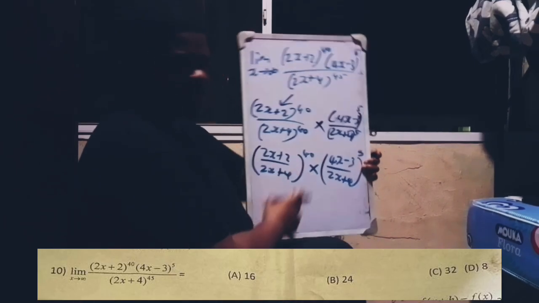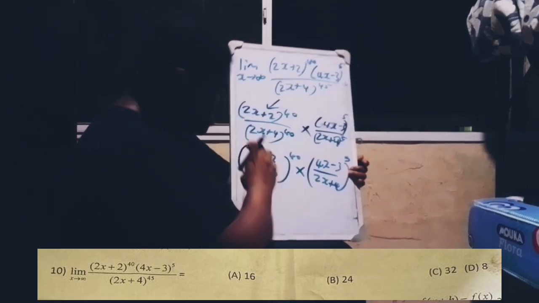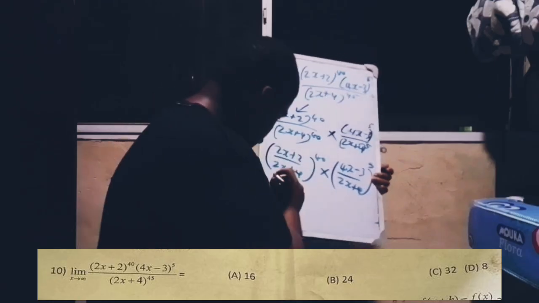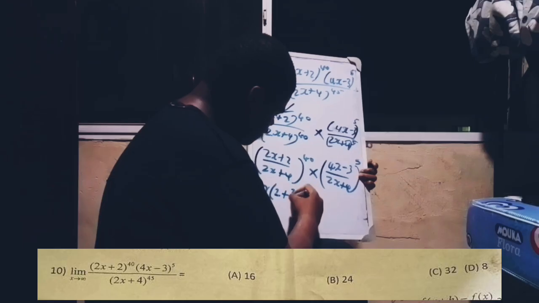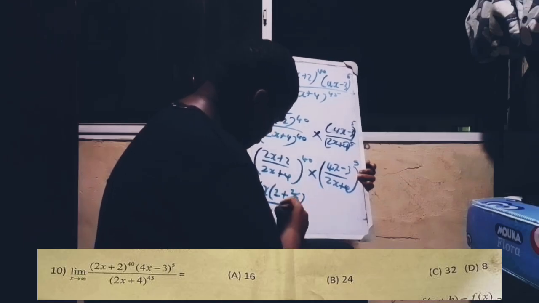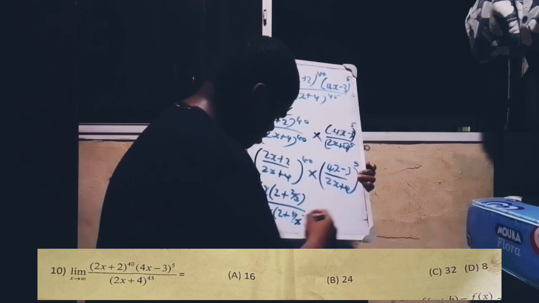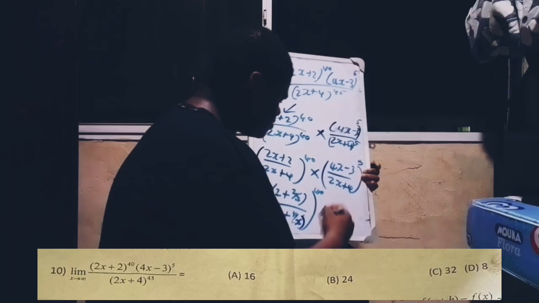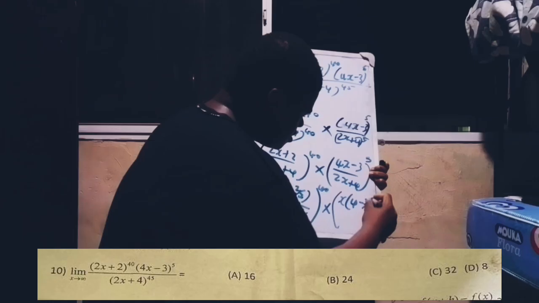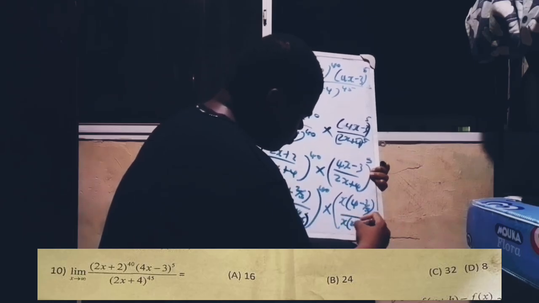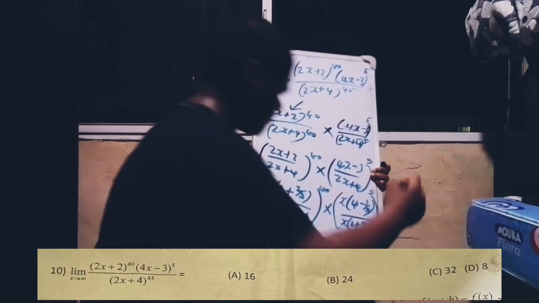Good. Let's factor out x from here. Now we're dealing with what's inside the bracket. Let's factor. Now we don't really want to care about the power. Leave the power for now. Let's factor out x from here. If you factor out x from here, we are going to have x bracket open 2 plus 2 over x divided by x bracket open 2 plus 4 over x. Not 4 over 4, 4 over x. Bracket close to the power of 40, times. The same thing happens here. We have x bracket open 4 minus 3 over x divided by x bracket open 2 plus 4 over x, bracket close to the power of 5.